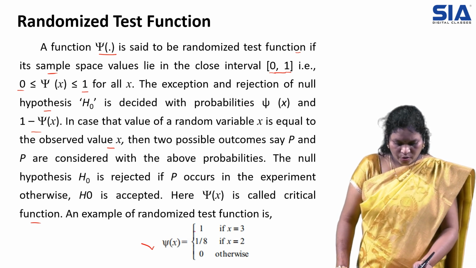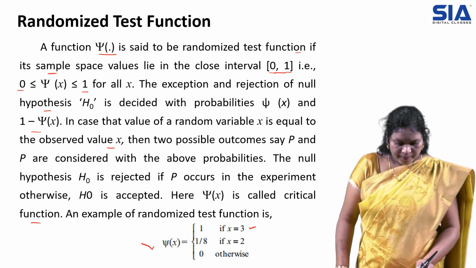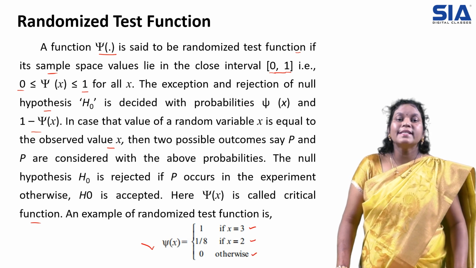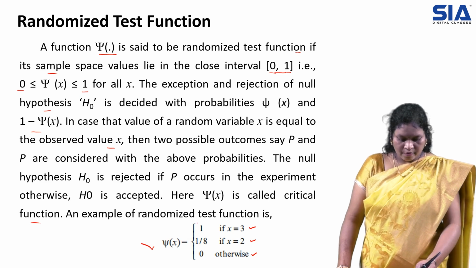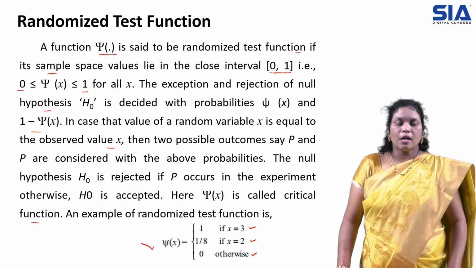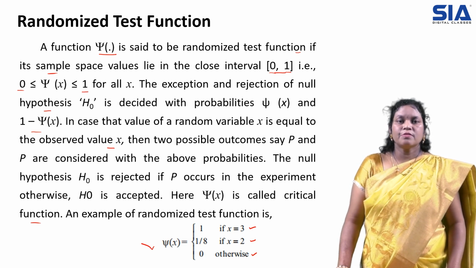Check it out. Psi of x is equal to 1 if x is equal to 3, 1 by 8 if x is equal to 2, and 0 otherwise. Just an example they have derived here. So check it out, always the probabilities we got as 1, 1 by 8, and 0. So this is how the randomized test function will go on.